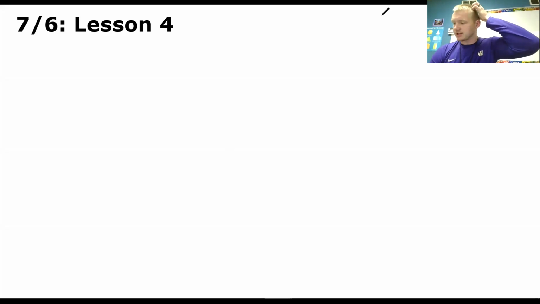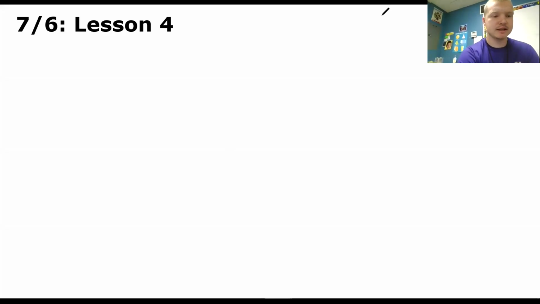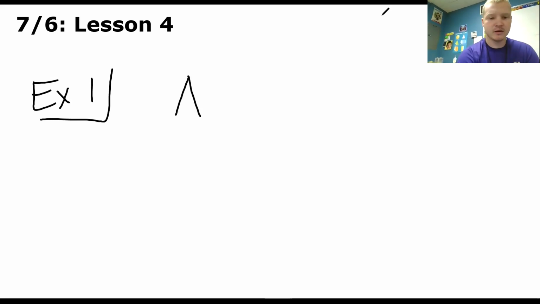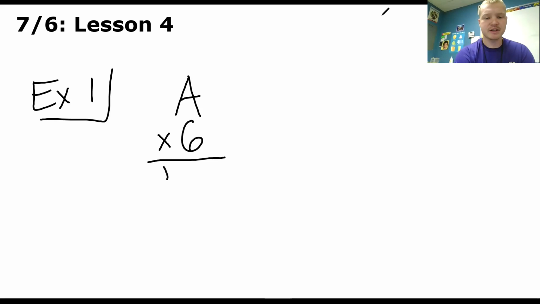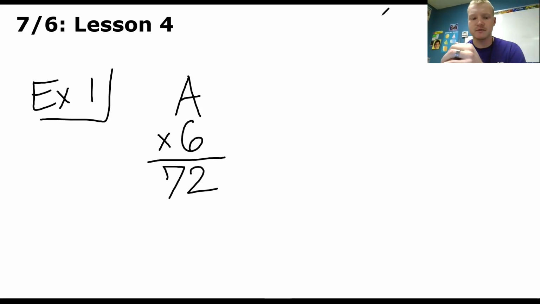All right, so to start out on example 1 towards the bottom of page 17, find the missing number. So the example that it has listed here, example 1, we have A, which is our missing number. That's what we're going to be finding. A times 6 equals 72. Okay, so how are we going to solve for this? Well, we are going to take our answer here, 72, and we are going to divide it by 6, and that will give us our missing value of A.